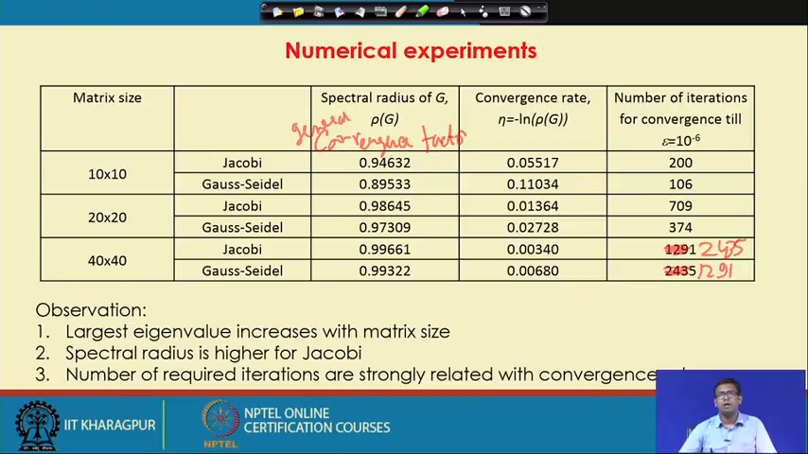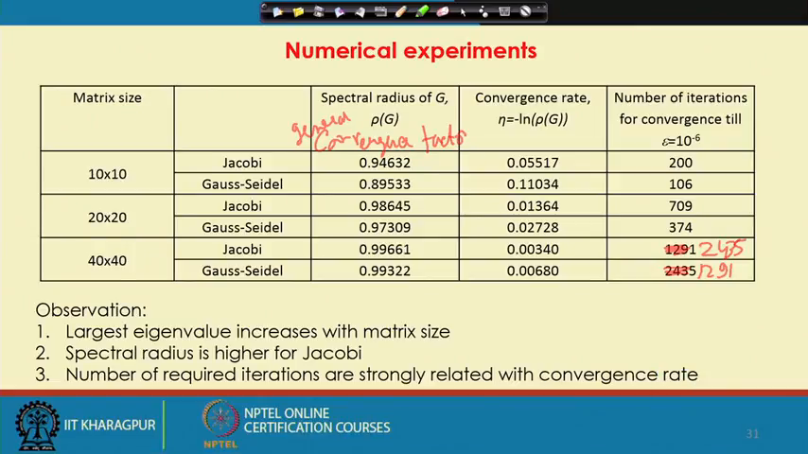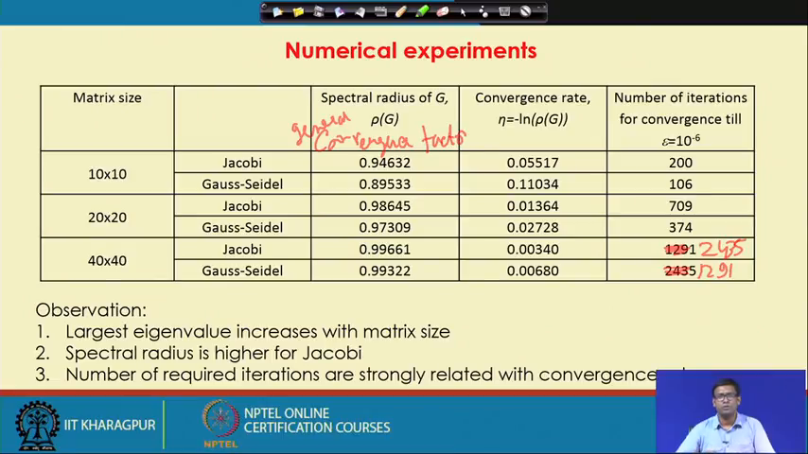Like here, the convergence rate is almost twice for Gauss-Seidel compared to Jacobi, and the number of iterations is again almost half in Gauss-Seidel compared to Jacobi. So, the convergence rate and the number of iterations are related to each other. For the same matrix, Jacobi gives a higher spectral radius, therefore a slower convergence rate compared to Gauss-Seidel, and as we increase the matrix size, the largest eigenvalue increases and the convergence rate decreases.